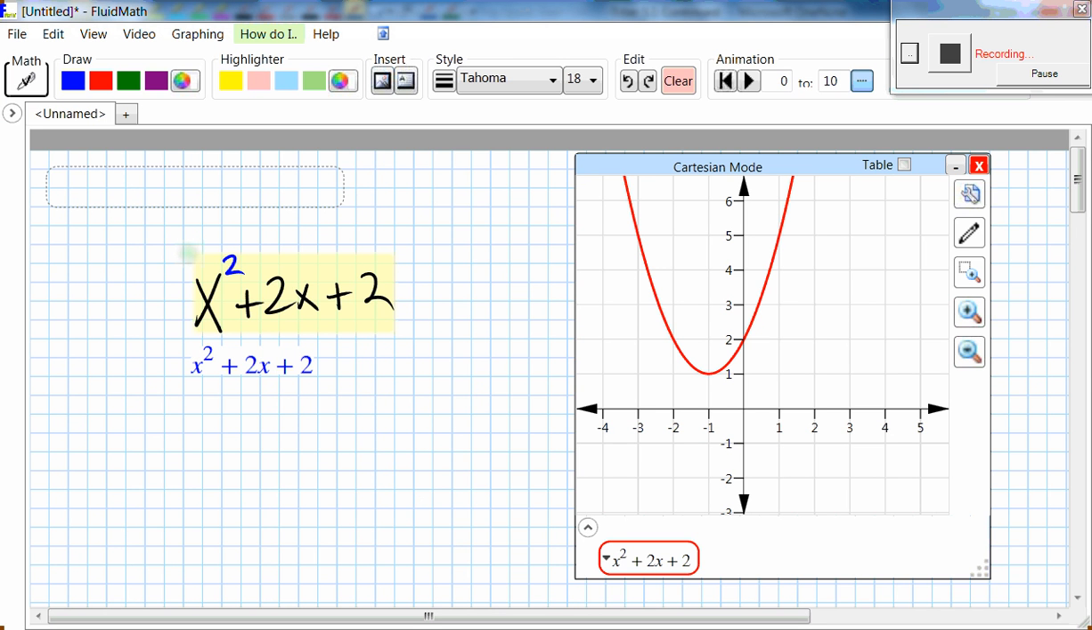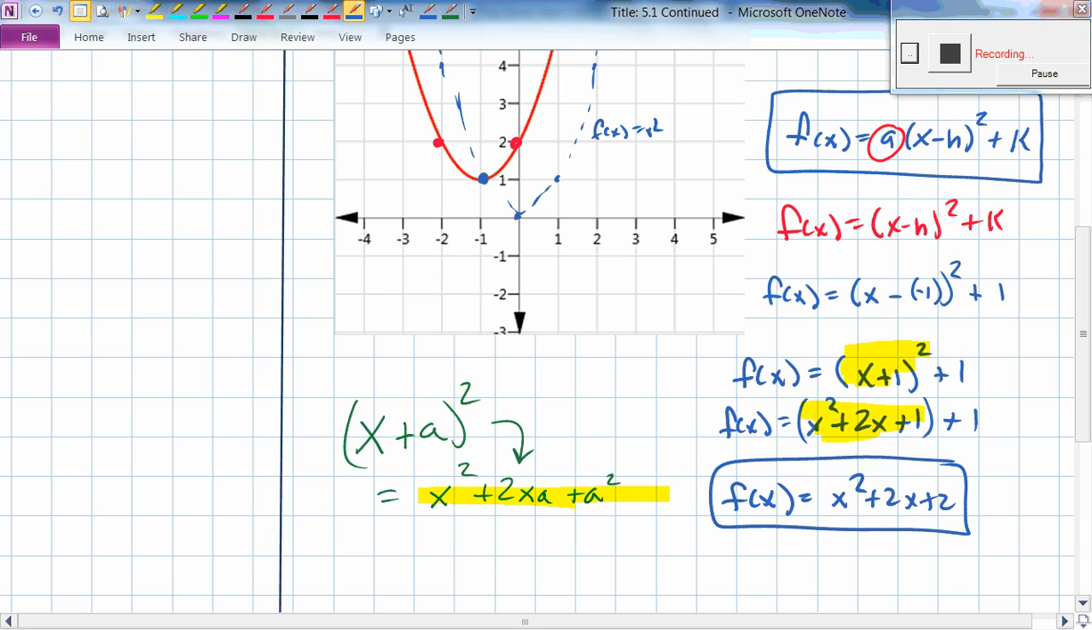And if you take a look, that was the equation that I made to make this graph: x squared plus 2x plus 2. What do you guys think? Does that make sense? Kind of? All right, good. That's how we did that part. So you're going to be working on that in your group in just a second.